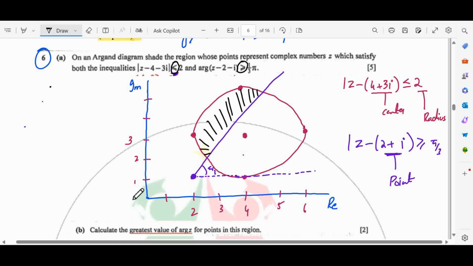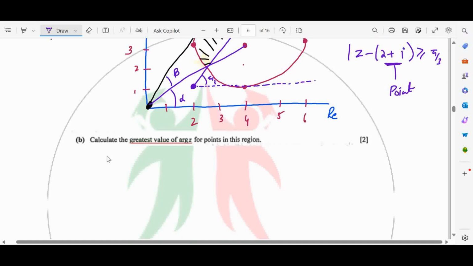Calculate the greatest value of the argument of z for the points in this region. Now we know that the greatest value should be... let me highlight this one. Let's say this line shows the greatest value in this region, which touches the circle over here as a tangent. You can consider it as a tangent. Now this whole angle will be called the greatest angle, but before that, let me divide it into two angles: this one is angle alpha and this one is angle beta.